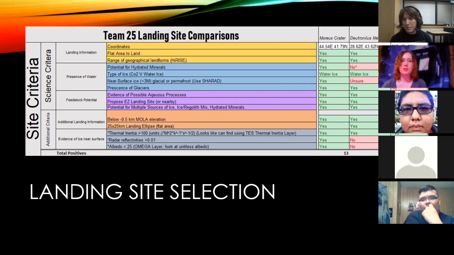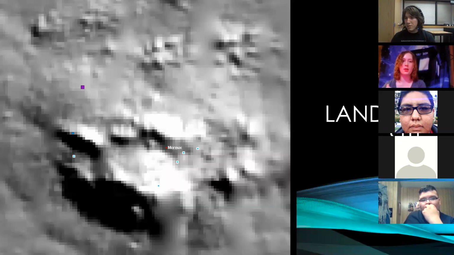So for our landing site selection, we were looking for an area that had the highest possibility of ice being present. As you can see in this chart here, these are the criteria we used to look at different landing sites. We looked at 3 main sites: Moreau Crater, Detronalis Mensae, and the McClown Crater. We ended up choosing the Moreau Crater because it fit most of the criteria that we had come up with.